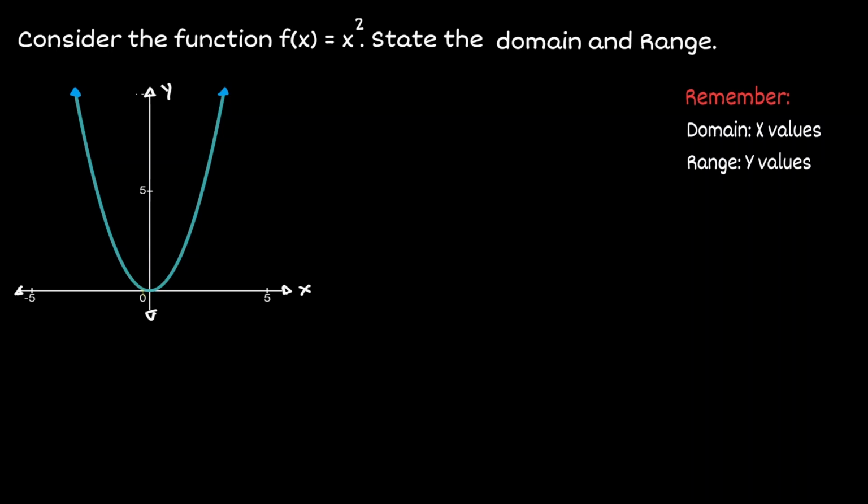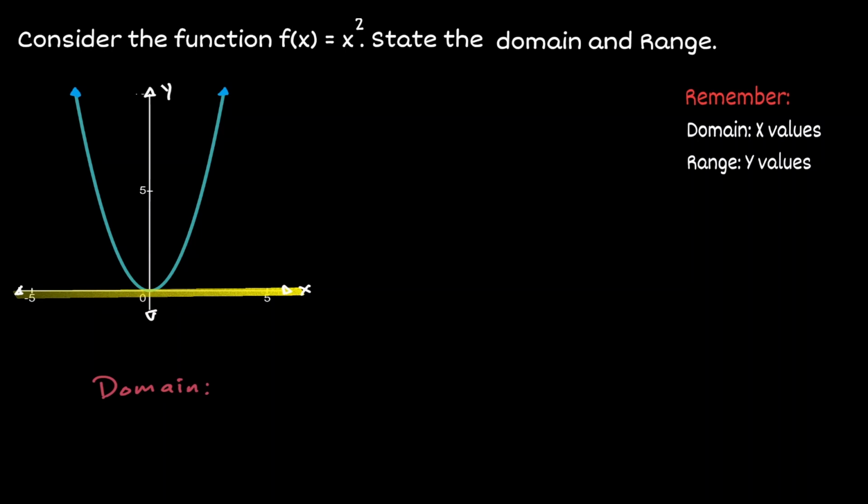With just a small review, when we use the word domain, we will be looking at all the possible x values that the graph can have. And when we're using the word range, we are going to be looking at all the possible y values that the graph can have. Let's start by concentrating on the domain of this function. If we're going to be looking at the x values of this graph, then we are going to be concentrating on the x-axis of this graph.